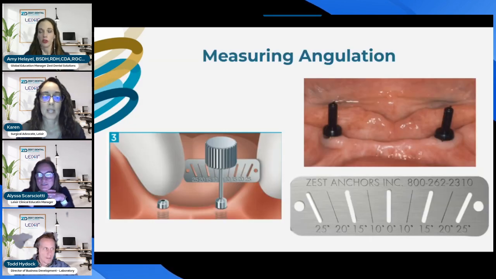Amy, I just want to mention real quick, we had a question come in: does Zest do removable lab work?